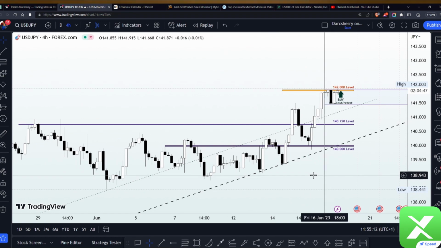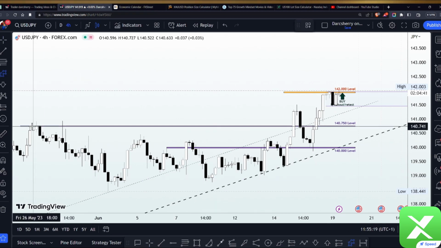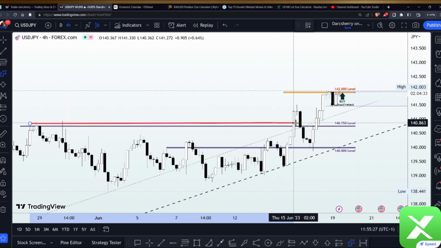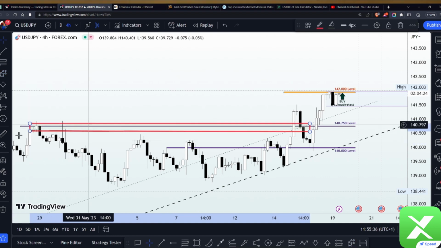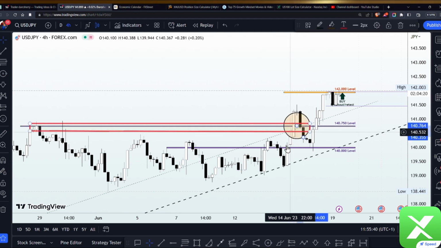Now, zooming into what has been happening here in the last couple of weeks, I have a couple of levels that we are going to be using to guide our trading activity for today. One of these levels is the 140.750 area, a level which has been a strong selling niche since the last trading week of last month before we saw the final breakout of this level during last week's trading session.